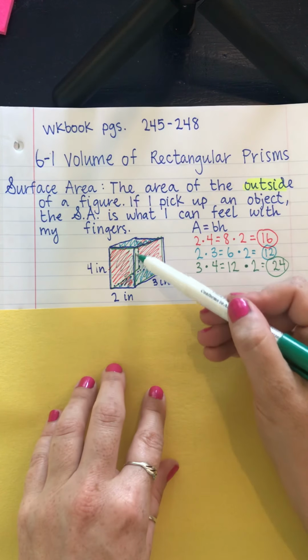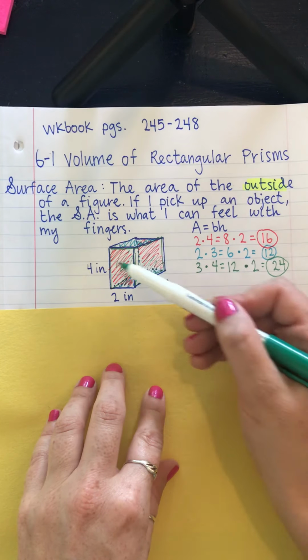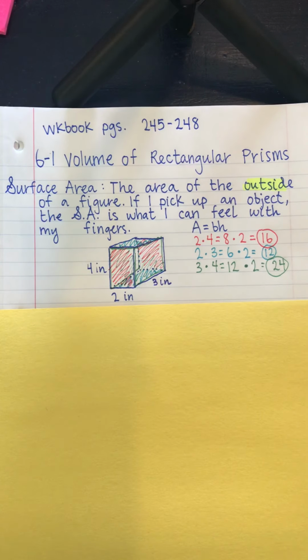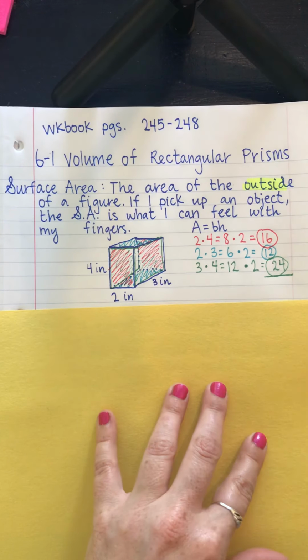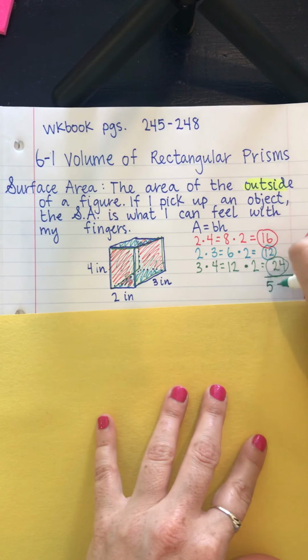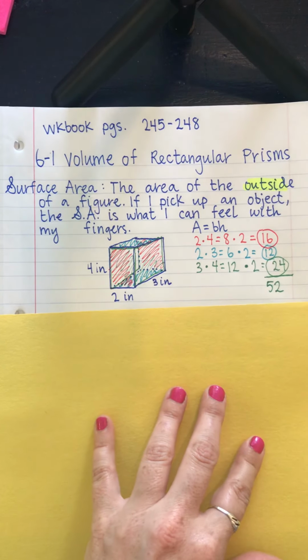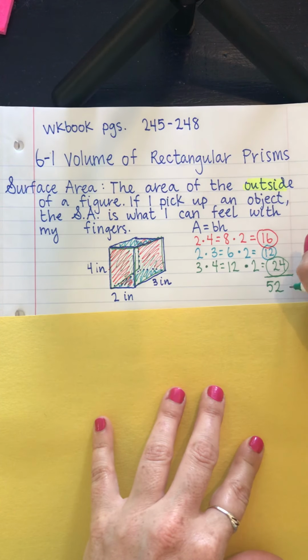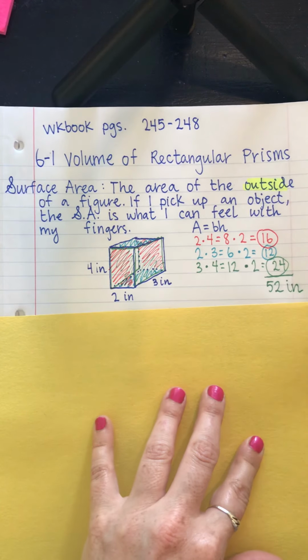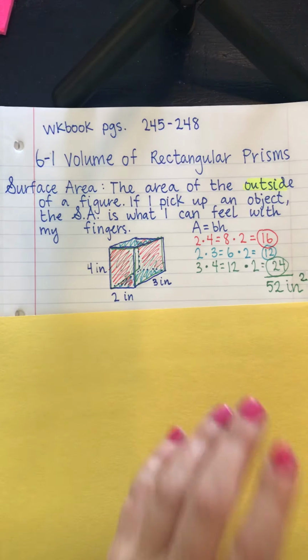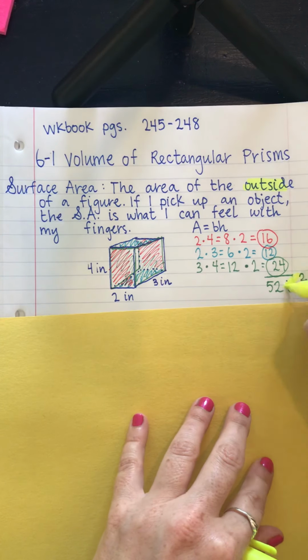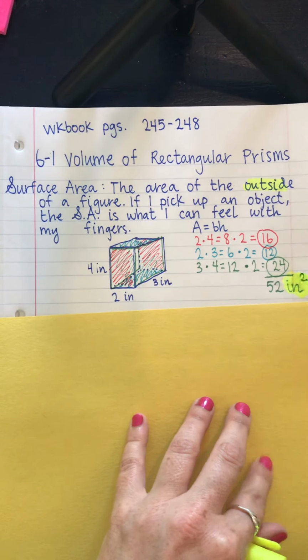So now I have the area of each of these, but I need to add them together to get the entire box. So if I add those together, I have a total of 52. And then if you remember, of course, we have to label it inches, and that is squared when we do surface area. So just remember that we are doing squared for surface area. This should all be a review for you.